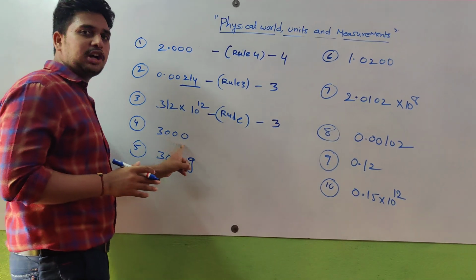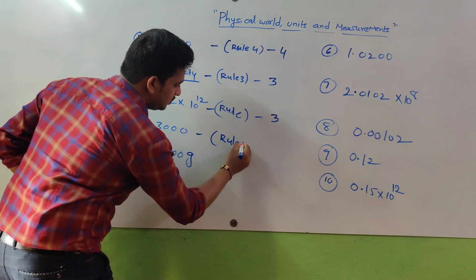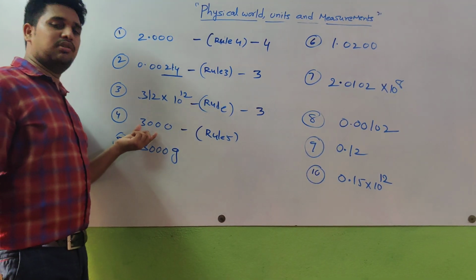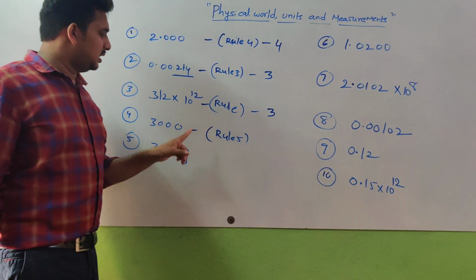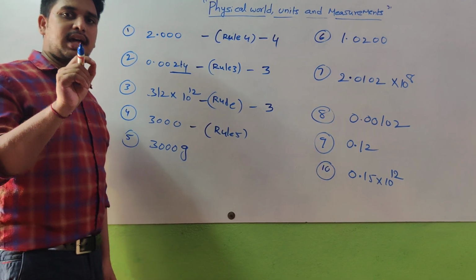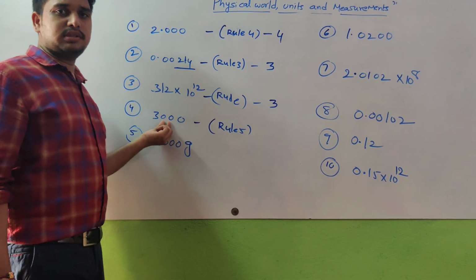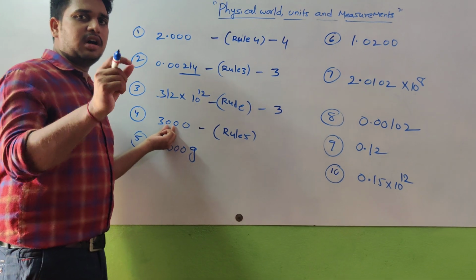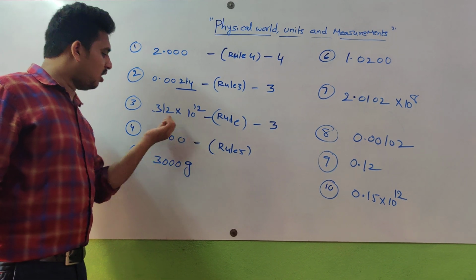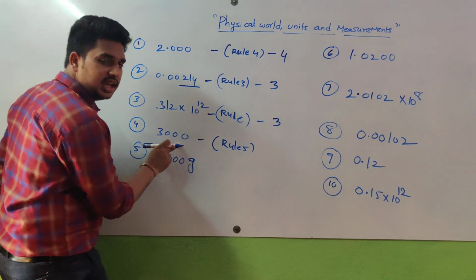Next, 3000. Observe example 4. 3000. This comes under rule 5. What is rule 5 here? A number which is non-decimal. This is not a decimal number. And also all zeros on the right side of the non-zero digit. Here the non-zero digit is 3. On the right side of the non-zero digit, all zeros are not significant figures. These 3 zeros are not significant figures.